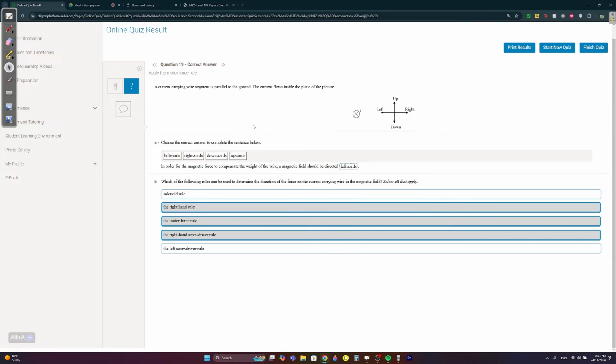A current carrying wire segment is parallel to the ground. The current flows inside the plane of the picture. In order for the magnetic force to compensate for the weight of the wire, a magnetic field should be directed leftwards. If you want to compensate for the weight, if the weight's pulling you down, you want to go up. So we got the force, and we have the current going inwards, the force is going upwards. So we need to know where's the magnetic field. So here, by the way, they're saying use the motor force rule.